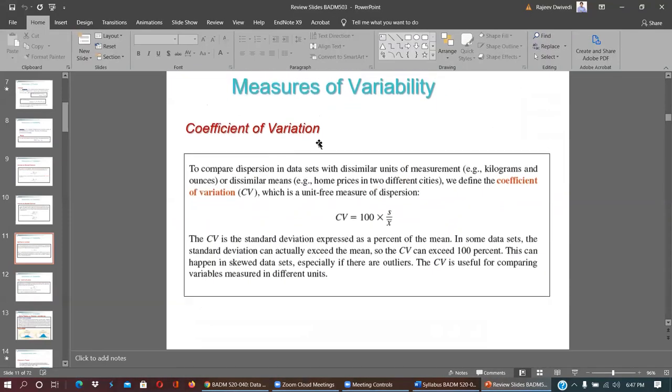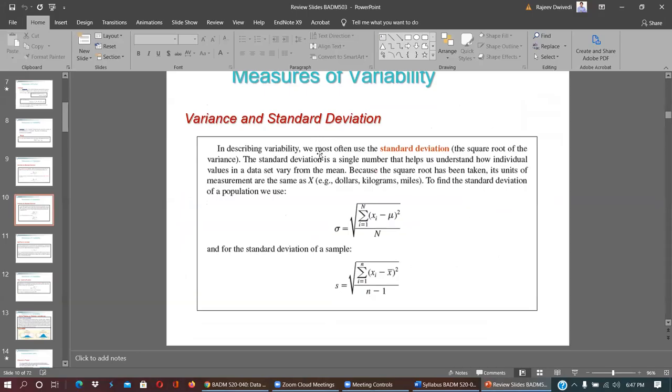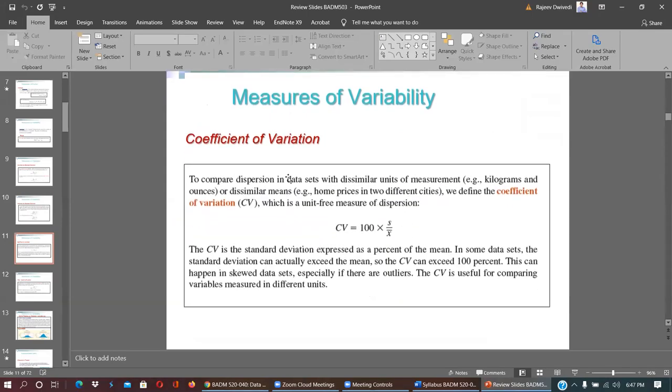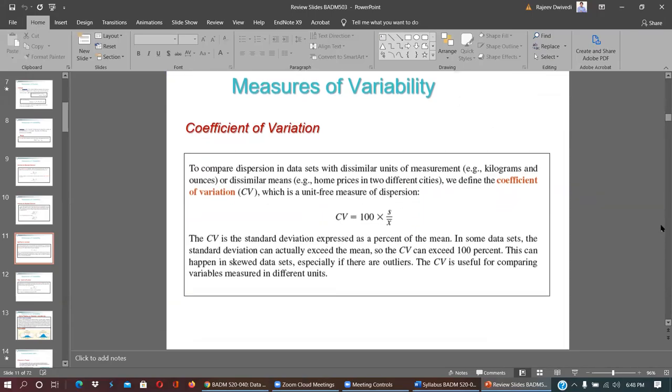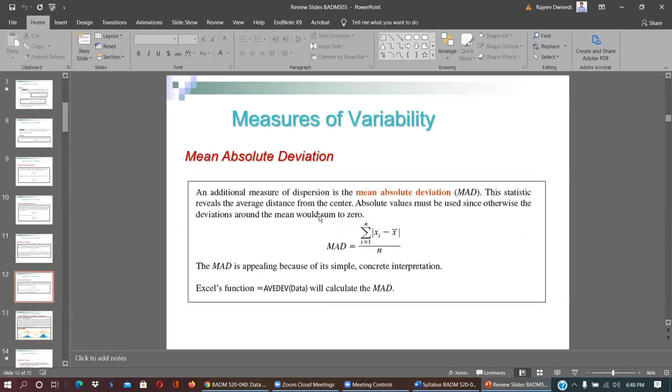So coefficient of variation here, this is variance and standard deviation. Coefficient of variation is 100 multiplied by a small s over a small x bar, where x bar is the sample mean and s is the sample standard deviation. This is called coefficient of variation. Mean absolute deviation, we just take the absolute value, and this also explains the variability.